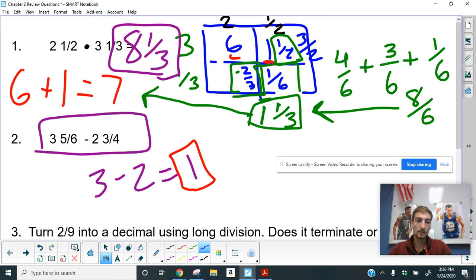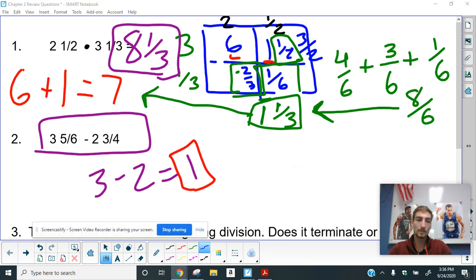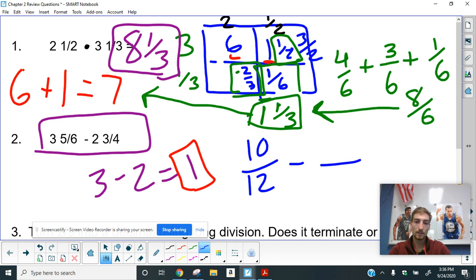And I'm going to do 5 over 6 and 3 over 4. What do they both go into? What do 6 and 4 both go into? Well, they both go into 12. So instead of doing 5 over 6, I'm going to do 10 over 12 minus, well, instead of doing 3 over 4, I'm going to do 4 goes into 12, 3 would go into 9, multiplying both by 3, and then 10 minus 9 is going to give us 1 over 12.